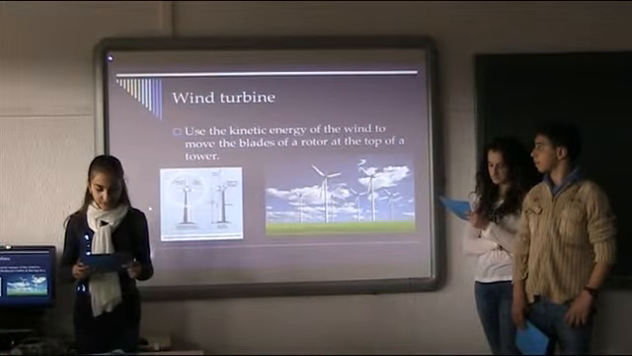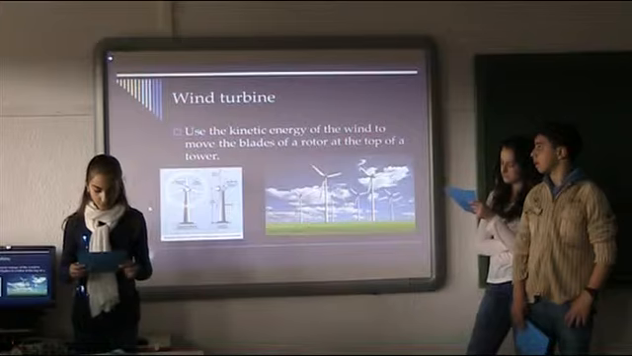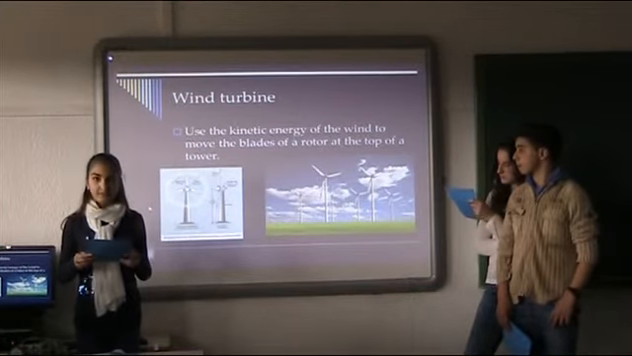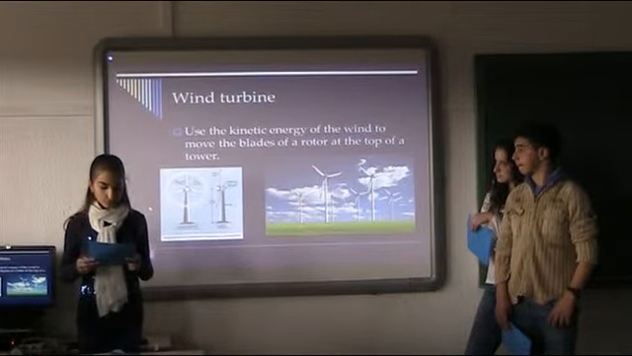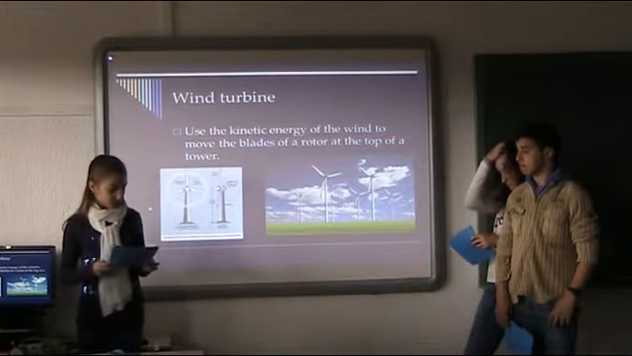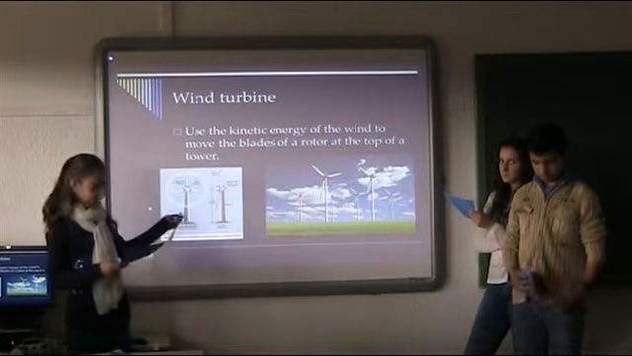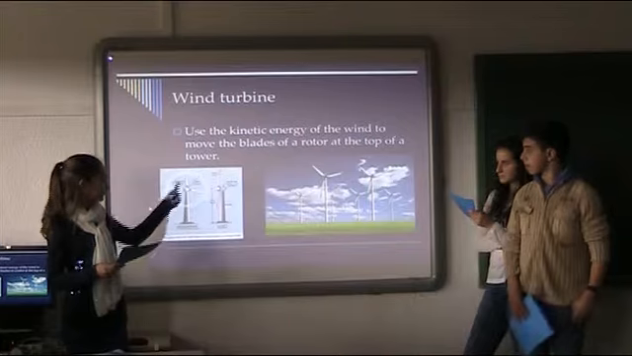Wind farms use the kinetic energy of the wind to move the blades of a rotor at the top of a tower. This is referred to as a wind turbine. These are two pictures of wind turbines. This is the tower and these are the rotor blades.